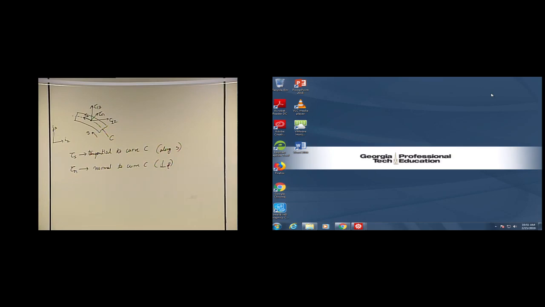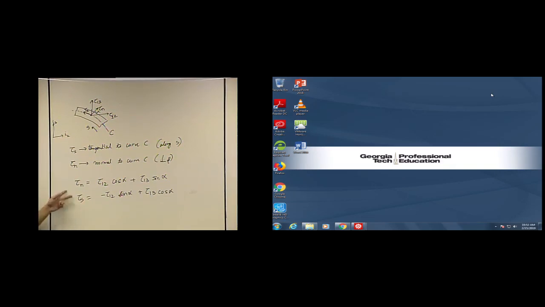Okay, so now there is an angle alpha about which you are rotating the coordinate frame. So you can represent your tau n and tau s in terms of tau 1 2 and tau 1 3. You can write tau n is equal to tau 1 2 cosine alpha plus tau 1 3 sine alpha, and you will write tau s as minus tau 1 2 sine alpha plus tau 1 3 cosine alpha. So the transformation of frames will lead you to two new vectors.